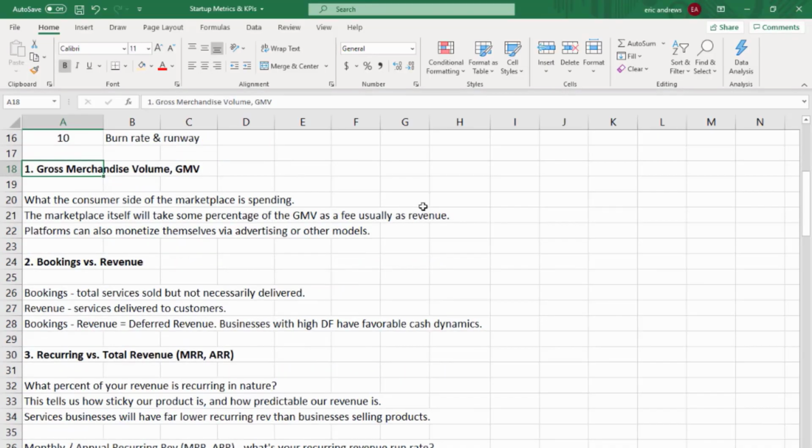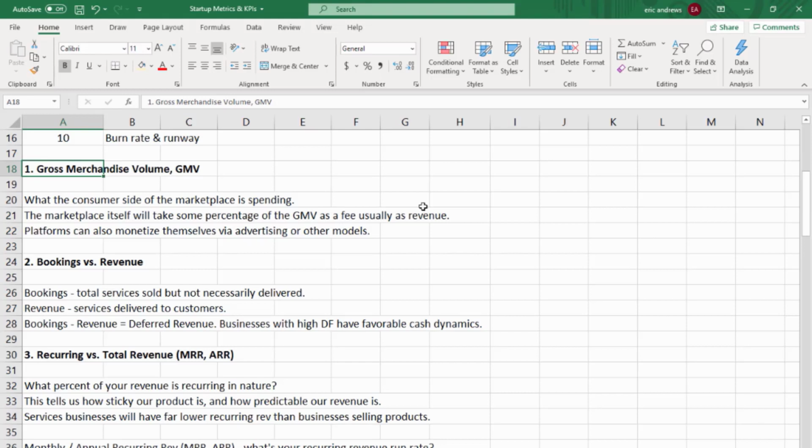So gross merchandise volume is a metric that we use in marketplaces. What it really represents is what the consumer side of the marketplace is spending. Let's say we look at a business like Alibaba, right? Alibaba sells over $1 trillion US dollars of products through its platform every year. But if you look at its revenue, it's less than 100 billion, I think. And so how could that be?